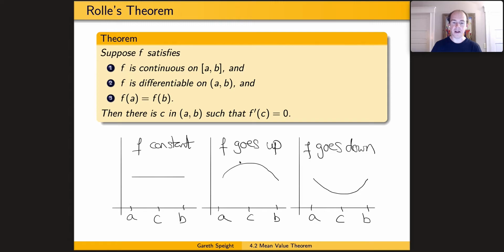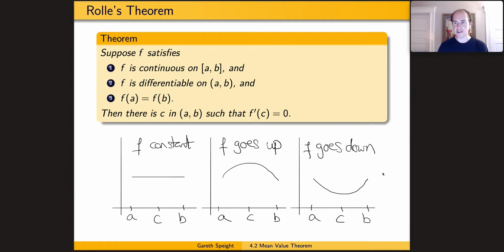Or it could go up a bit, and then I'm supposed to land back at b. So if I start at a, I have to have f(a) equals f(b). So what goes up must come down. So I have this kind of picture, but then in the middle, the slope is 0. And then the same story with the last one, but reversed. If I start at a and I go down, well, if I want f(a) equals f(b), I have to come back up. So it has to look kind of like a smiley face, and the slope is 0. So if f is constant, if it goes up and then down, or if it goes down and then up, whatever happens, if we have these three conditions, then somewhere in the middle, the slope must be equal to 0.